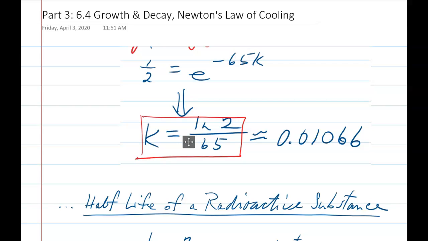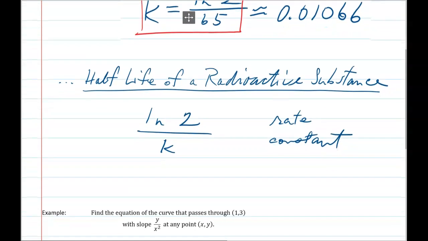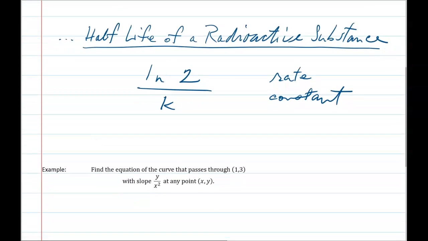By the time we got to the end of our work with that lesson, we had solved for the rate constant, and we found that it was ln of 2 divided by 65. Now, 65 happens to be the half-life of the radioactive substance. So what this means is the following. If we know the half-life of a radioactive substance, then we can take the natural log of 2 and we simply divide by k, the rate constant, and we've got it.